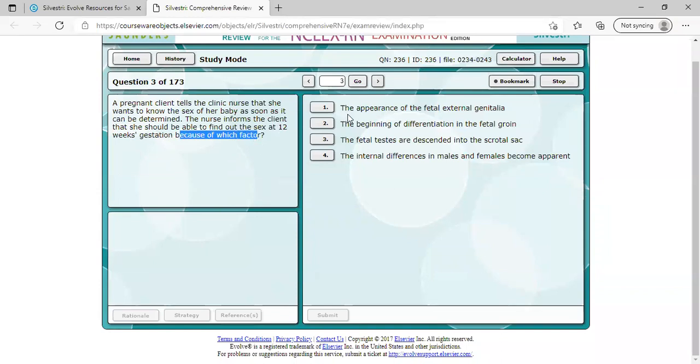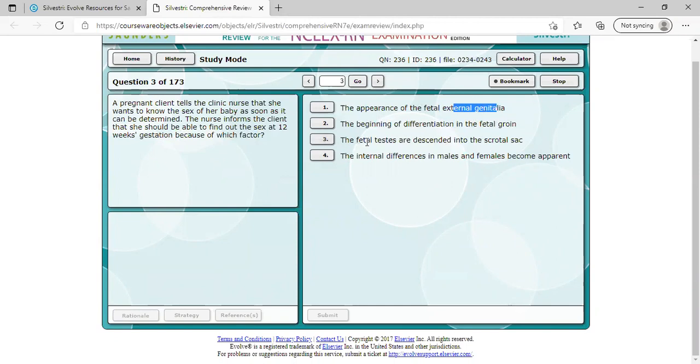Number one, appearance of the fetal external genitalia, right? So you can see it in the ultrasound or Doppler. Number two, beginning of differentiation of fetal growing. No, it is external genitalia. Number three, fetal testes and descent into the scrotal sac.